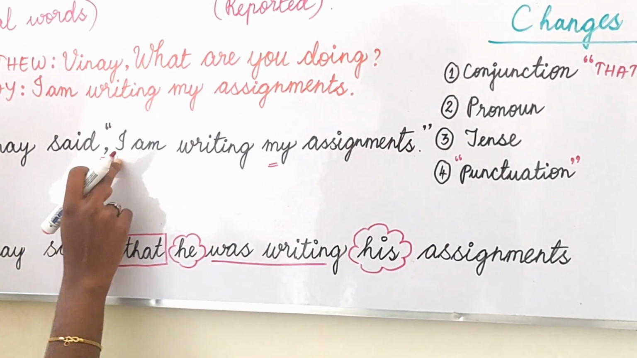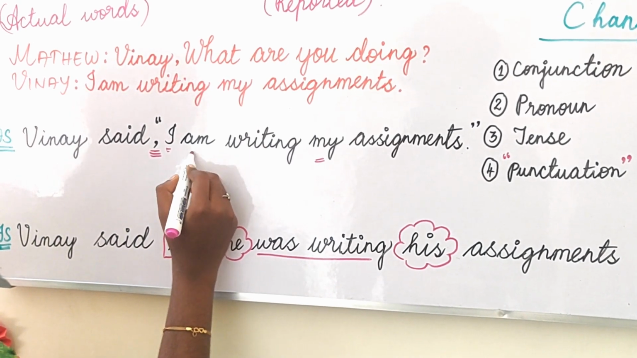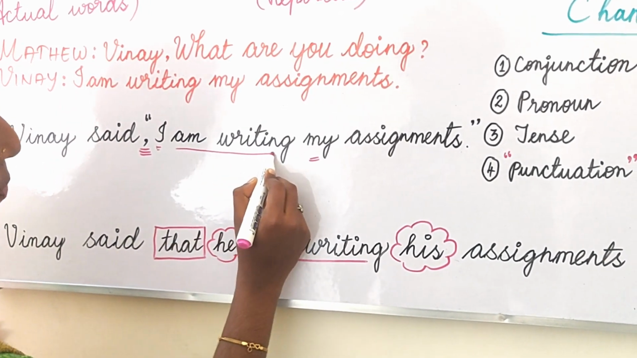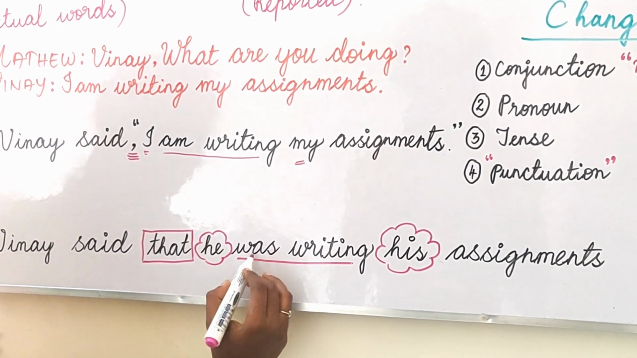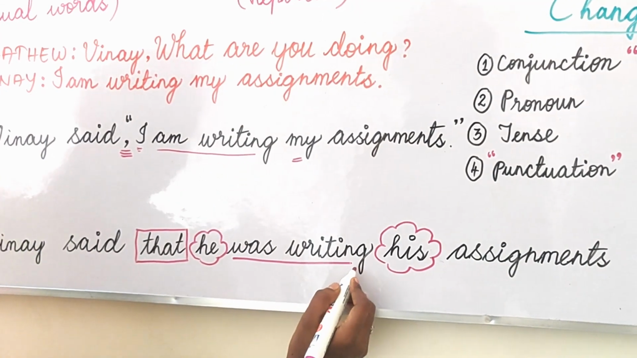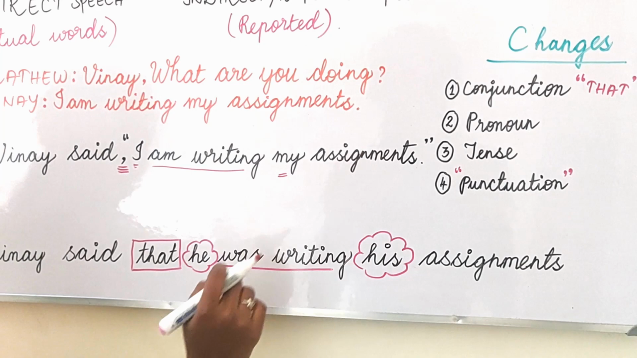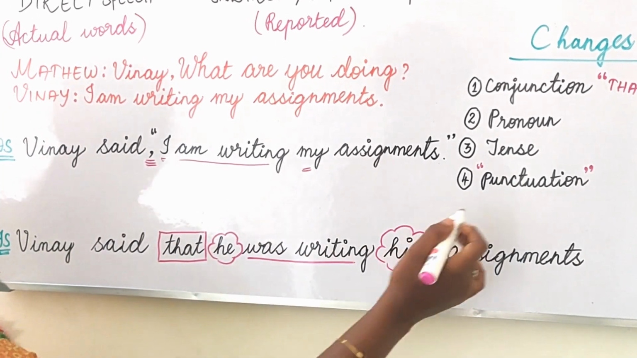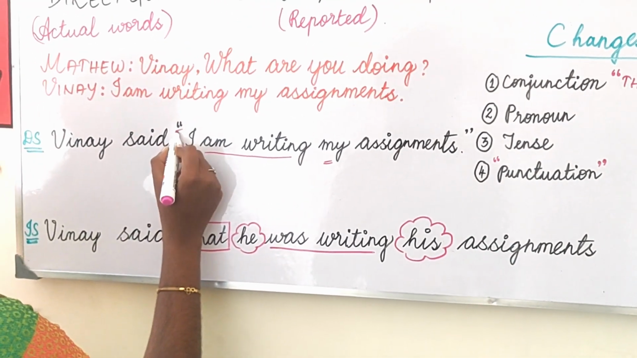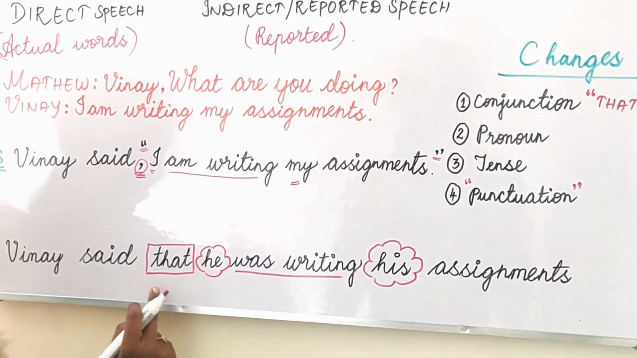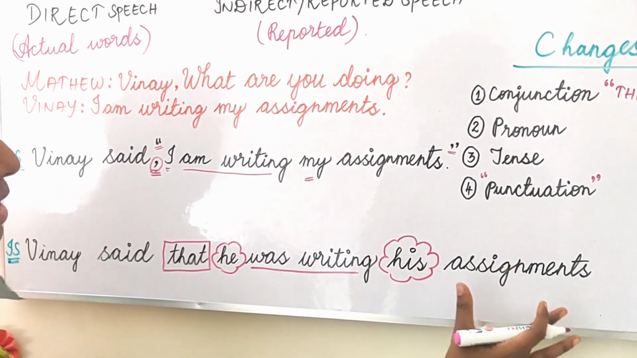Then what's the third change you notice? Here, the third change is tense. What's the tense here? Am writing, present continuous. And that was changed into was writing, past continuous. So there is a tense change. And the most important change is the fourth one. What's that? Punctuation. See, here you have got a comma, open quotation, close quotation. But those things are not available when you convert into indirect speech.